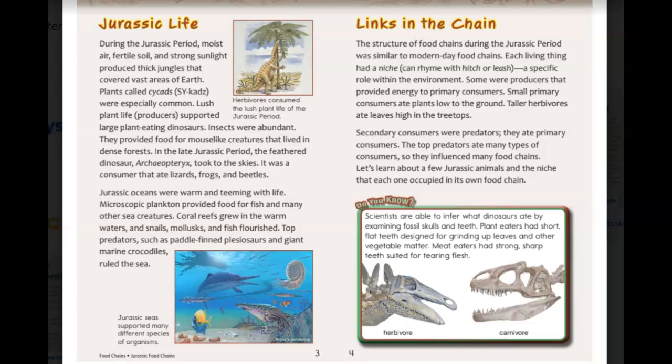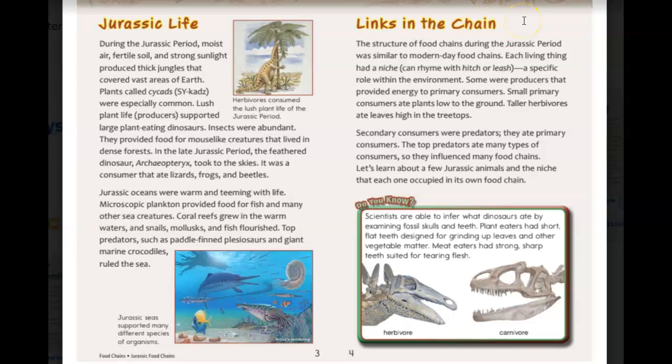Jurassic oceans were warm and teeming with life. Microscopic plankton provided food for fish and many other sea creatures. Coral reefs grew in the warm waters, and snails, mollusks, and fish flourished. Top predators, such as paddle-finned plesiosaurs and giant marine crocodiles, ruled the sea. Jurassic seas supported many different species of organisms, and herbivores consumed the lush plant life of the Jurassic period.